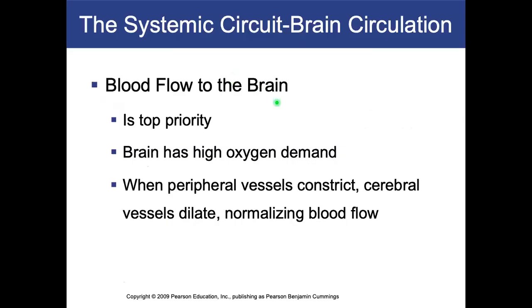Blood flow to the brain is top priority. Brain has high oxygen demands. When your blood pressure drops, and if you're losing blood and your blood pressure drops, we'll talk about mean arterial blood pressure in a later talk. Your peripheral vessels constrict, but your cerebral vessels dilate so that you can get blood flow to that brain.